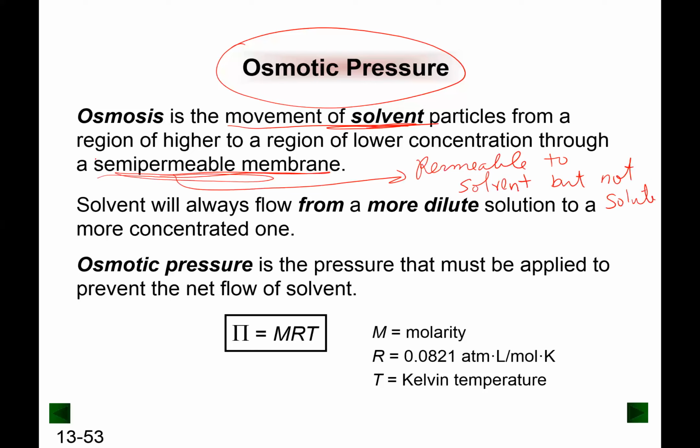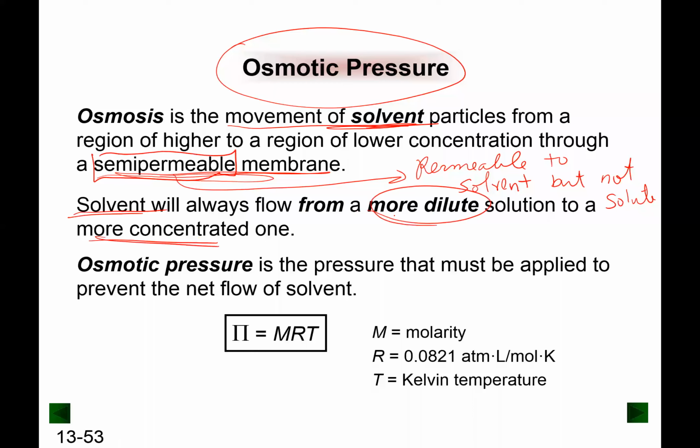And that's what we mean by semi-permeable. Now, when we have a membrane present and we have two different concentrations of solution, the solvent will always flow from a more dilute solution to a more concentrated one.